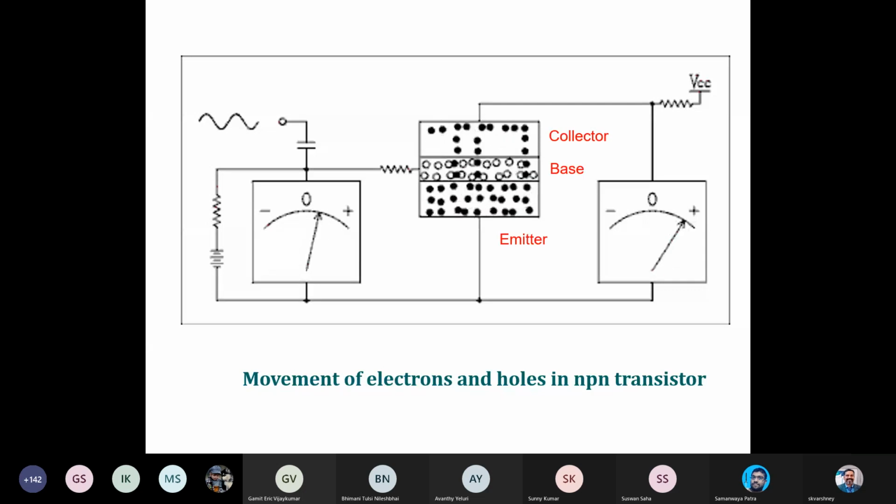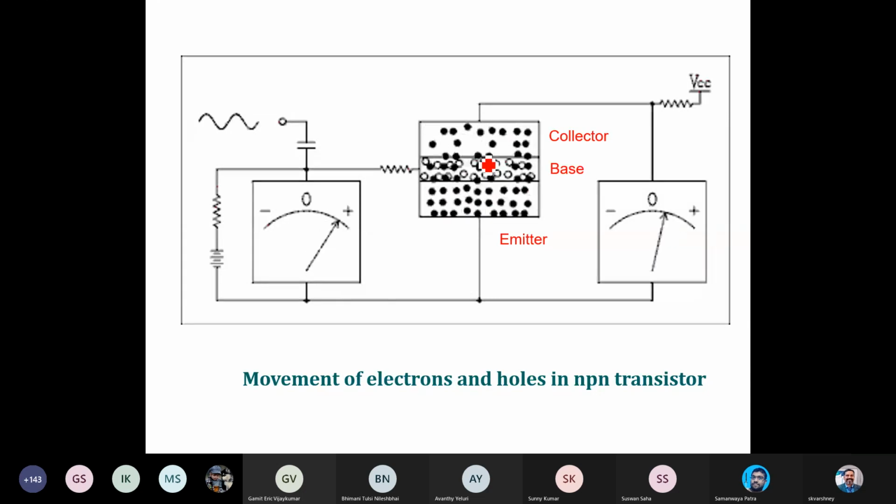So if you look at this animation, let's say you are supplying, since it's an emitter base, it is in forward bias, and the collector to base is reverse bias. So you are injecting the electrons. Electrons are injected from the emitter and reach the base, and some recombination may take place.